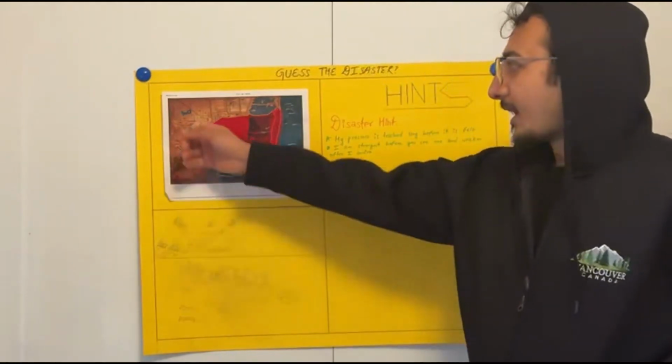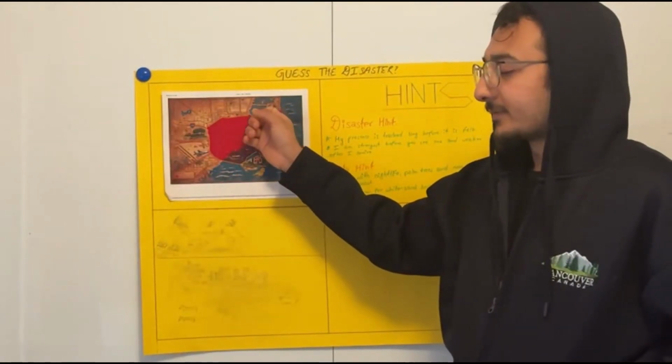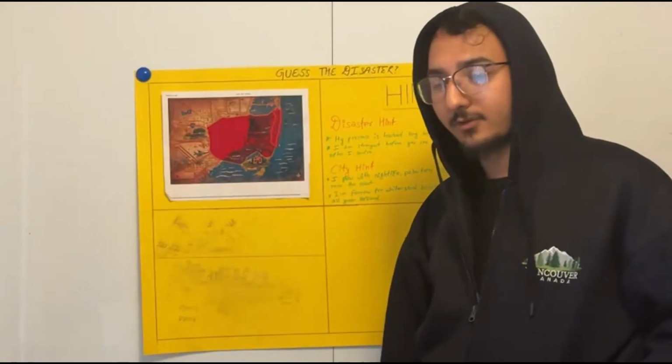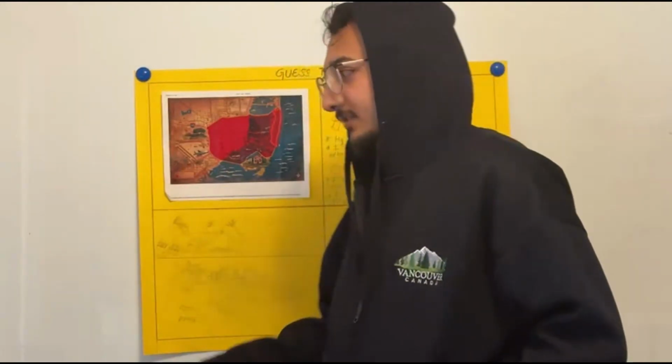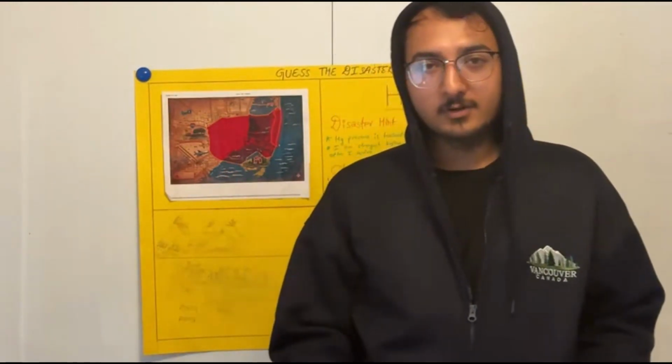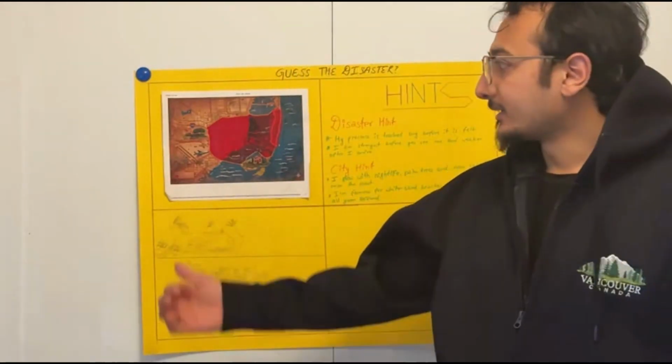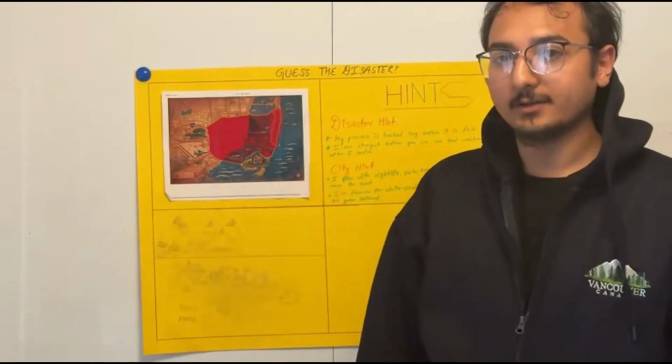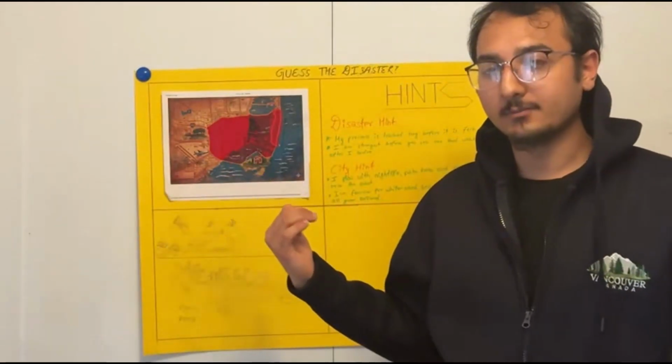So the map you see here is a map of Miami, located in Florida. The disaster that came up here is a hurricane. Before we go further, I'll shortly explain what a hurricane is. A hurricane is a strong wind and rain that forms over the sea when the water gets warm. The name of this hurricane is Hurricane Irma.